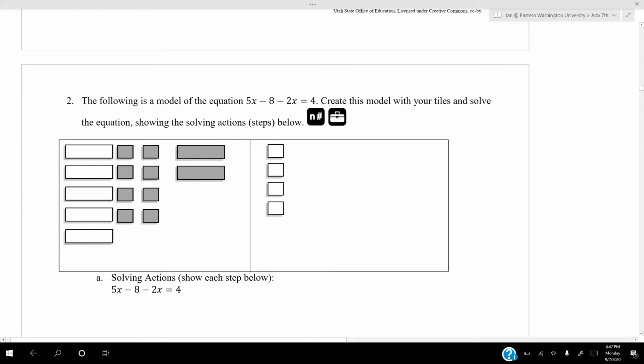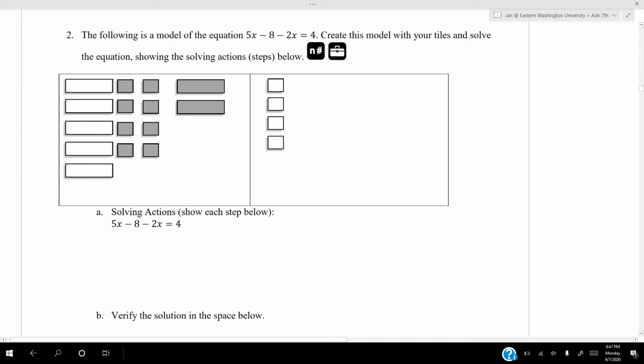So the following is a model for the equation 5x minus 8 minus 2x equals 4. Create this model in your tiles and solve the equation showing the solving action steps below. So here's our model, and here's our equation. So step 1, distribute. We can't distribute. We don't have anything to distribute. Step 2, let's combine our like terms.